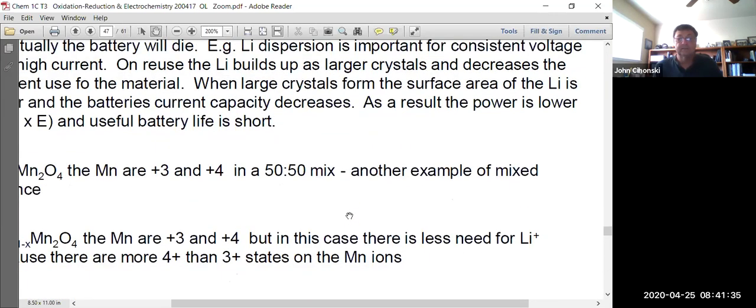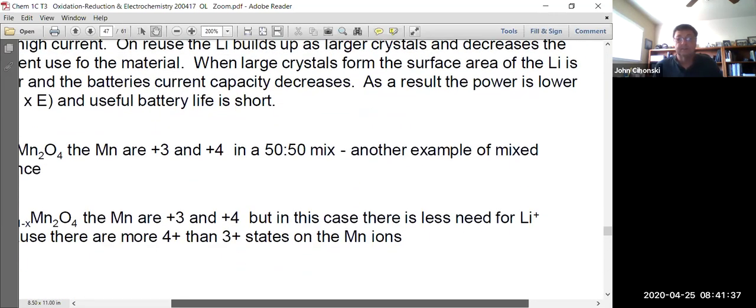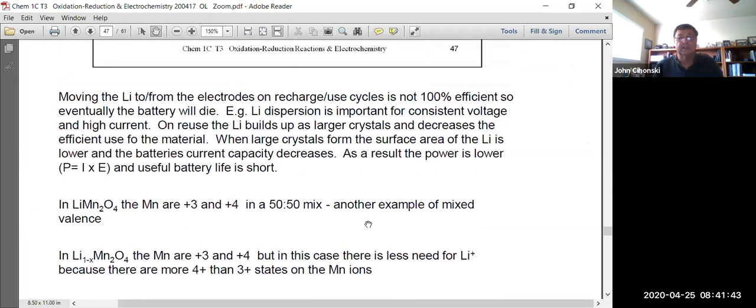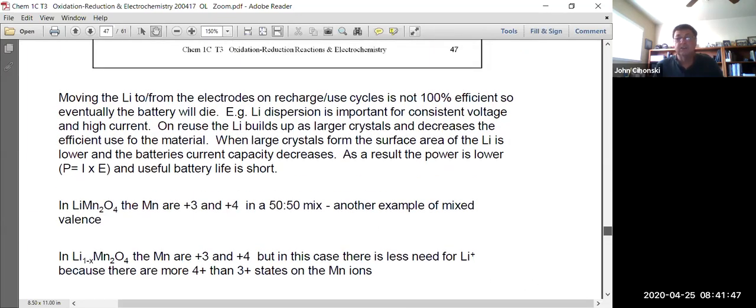Okay, let's see here. Let me decrease that size a little bit, and if you have any desire, you can get a picture of that and read it over, but it's pretty much just what we talked about already.